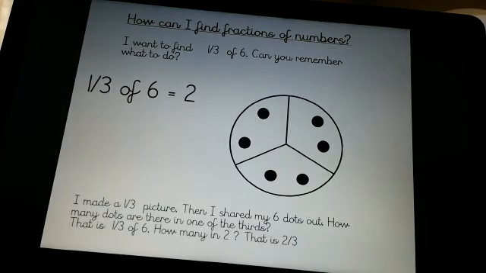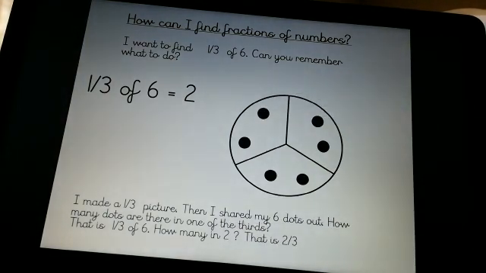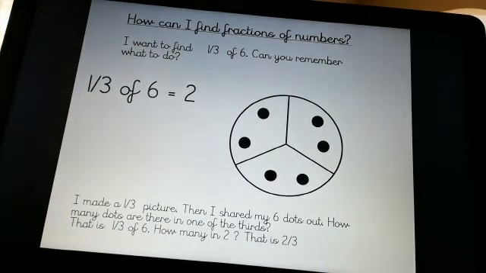So you should be getting really good at this now. How many are in 2 parts? And that would be 2/3.